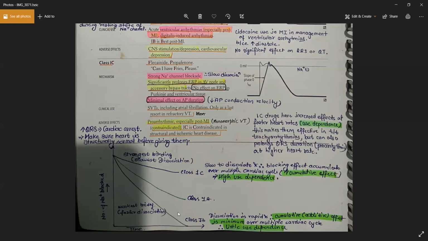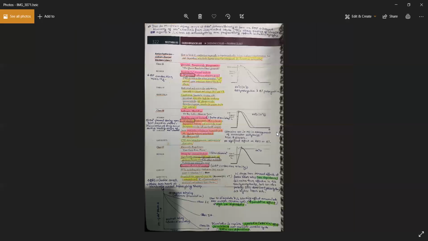As you can see, the class 1B agents have a faster dissociation rate. That means they have little use dependence. Very important: they do not function at a very high heart rate. Any doubt on the class 1A, class 1B, or class 1C drugs?